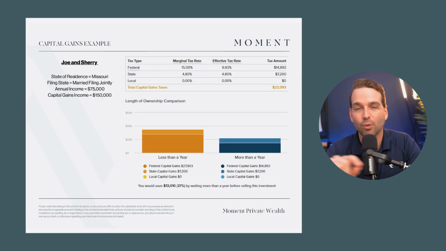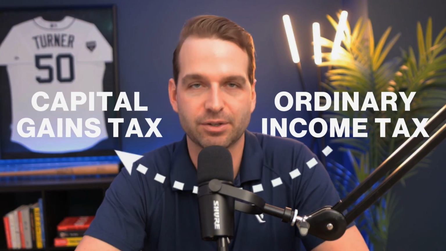And you can see at the bottom what the difference actually looks like. So for Joe and Sherry, if they held this stock for less than 1 year, their federal tax bill would be $27,000, their state tax bill would be $7,200, versus if they held it for more than a year, their federal tax bill would be $14,893, state taxes would still be the same, $7,200, but it would save them more than $13,000 by this being taxed at long-term capital gains rates as opposed to ordinary income tax rates. So remember, guys, we want to understand, how can we position more of our money in the future to shift from ordinary income tax rates to capital gains tax rates?